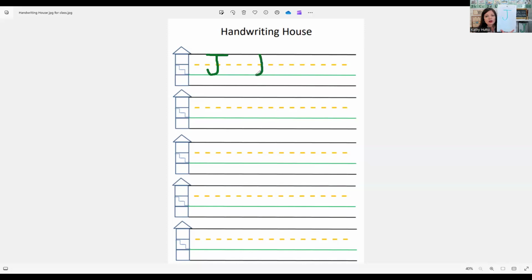Down, curve around with the top. Go down, curve around, and then put a line at the top.